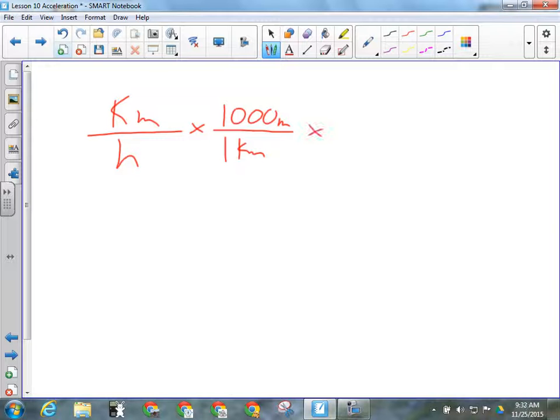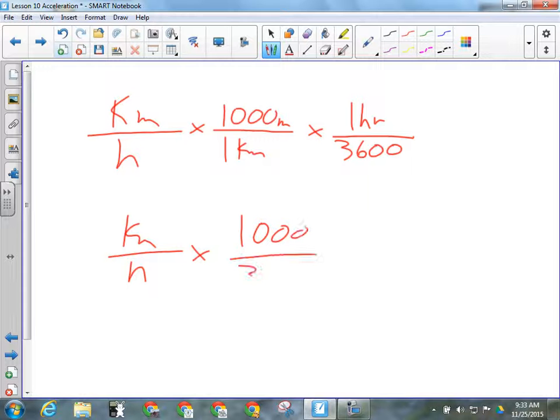Now I need to convert my hours into seconds. How many seconds are there in an hour? 3,600. So I've got to take whatever I have in kilometers per hour, multiply it by 1,000, and then divide by 3,600. So really, what I'm doing is kilometers per hour times 1,000 over 3,600. That's what I'm multiplying by. Is everyone okay with that?